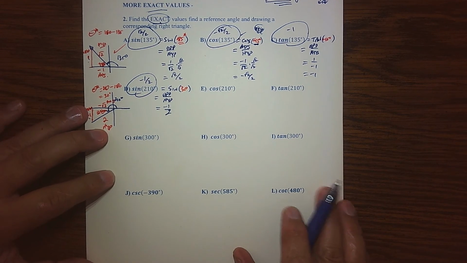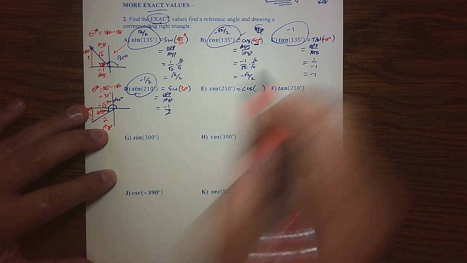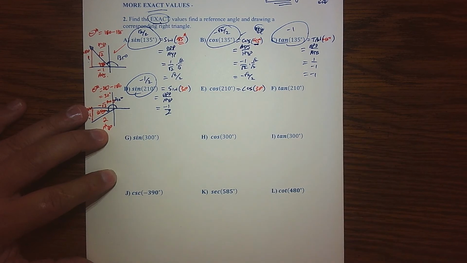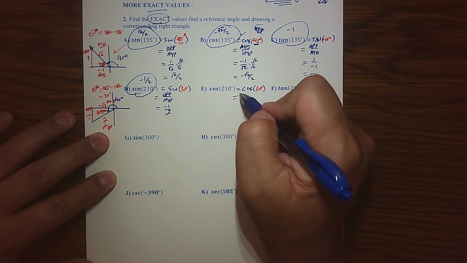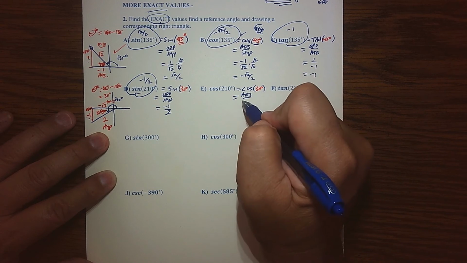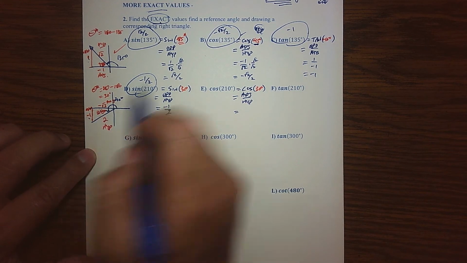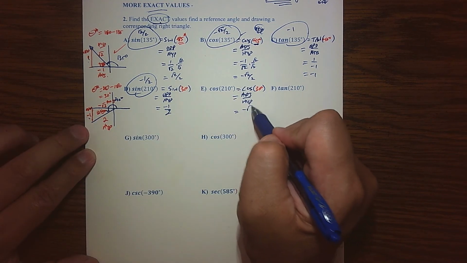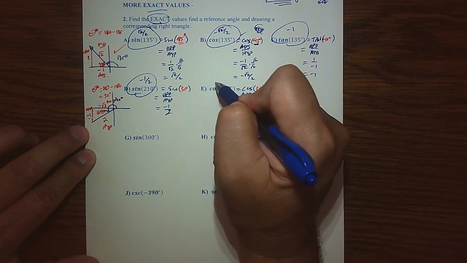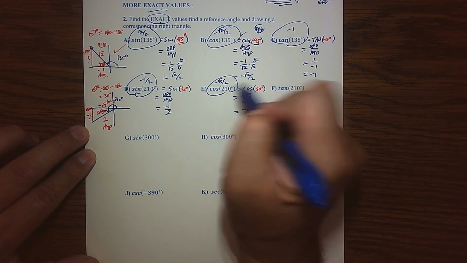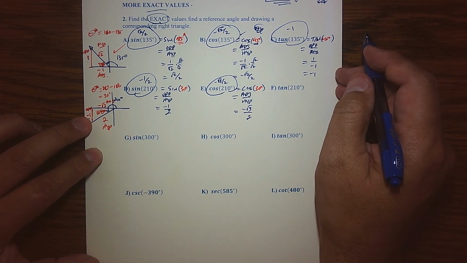The cosine, again, we know that the cosine of 210 is the same as the cosine of my reference angle for that picture. By definition, it's the adjacent over the hypotenuse. And in this situation, my adjacent is negative square root of 3, and the hypotenuse is 2. So the cosine of 210 is negative square root of 3 over 2. All right, there's its exact value.